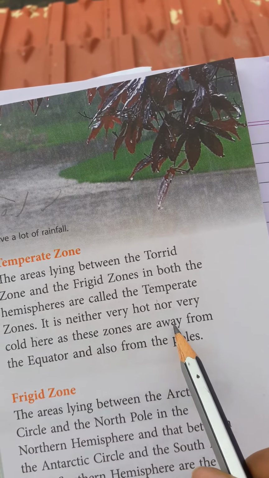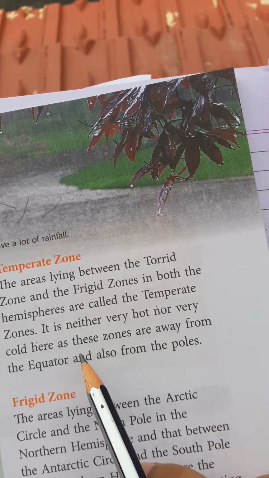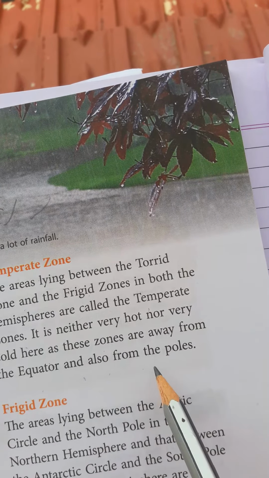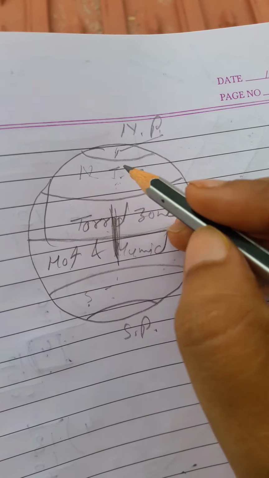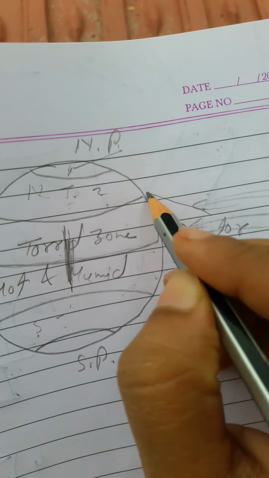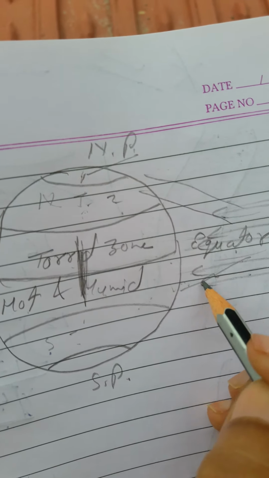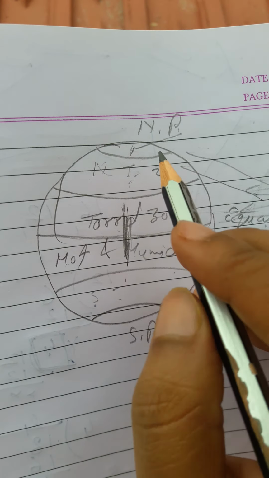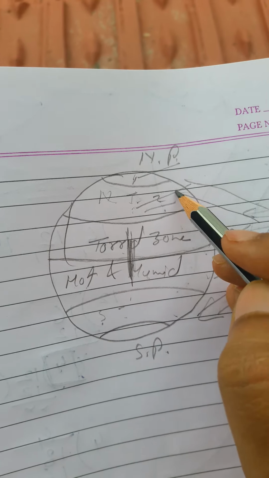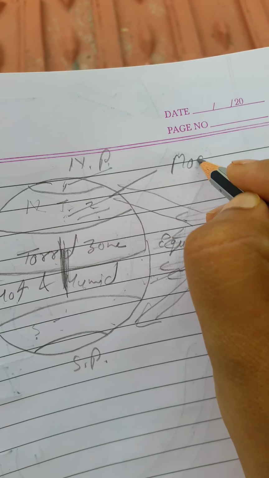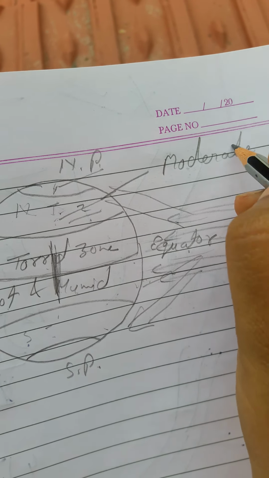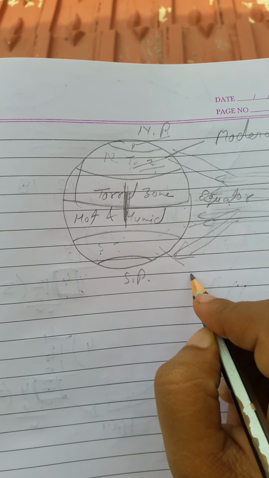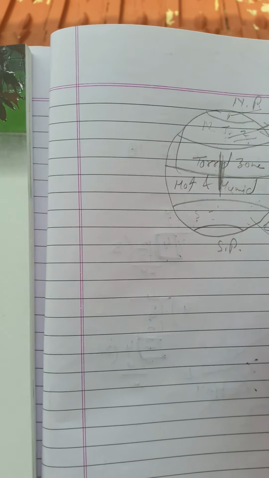It is neither very hot nor very cold here, as these zones are away from the equator and also from the poles. Some slanting sun rays reach here. That is why it is neither too hot nor too cold, means moderate climate. Moderate climate is being experienced in these zones, neither too hot nor too cold.